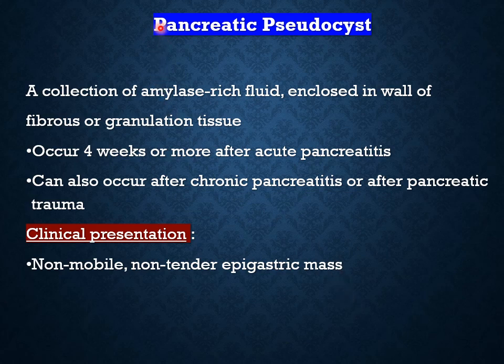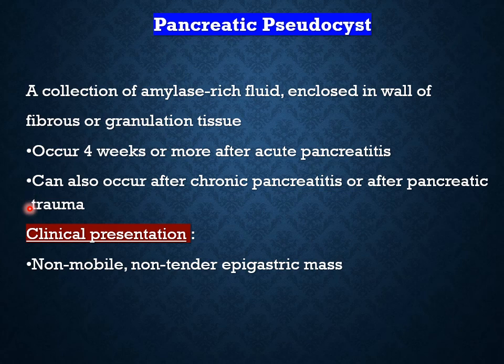A short reminder about the pancreatic pseudocyst, which is a collection of amylase-rich fluid enclosed in a wall of fibrous or granulation tissue, and it usually surrounds the pancreas, which is acutely inflamed. It occurs 4 weeks or more after acute pancreatitis, and can also occur after chronic pancreatitis or after pancreatic trauma.